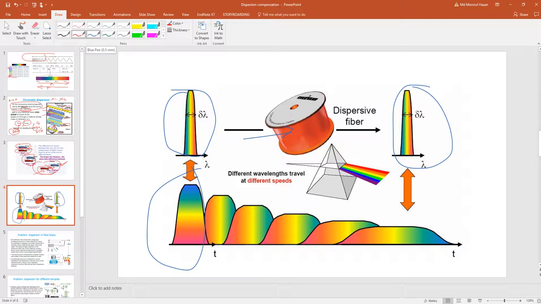As the light passes over different distances, we can see that it becomes broadened because the speed of the blue and red portions of the light is different. So that's one problem, that we are not getting all the light in the same position. That will cause the chromatic dispersion.